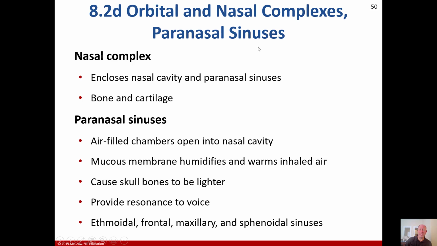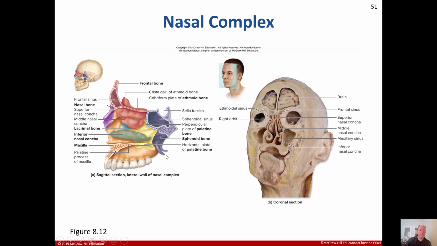Now for the paranasal sinuses, the nasal complex encloses the nasal cavity and the paranasal sinuses, and includes the bone and the cartilage. The paranasal sinuses are air-filled chambers that open into the nasal cavity, and the mucous membrane humidifies and warms the inhaled air. It causes the skull bones to be lighter, and it provides resonance to your voice. The ethmoidal, the frontal, the maxillary, and the sphenoidal sinuses are part of the paranasal sinuses.